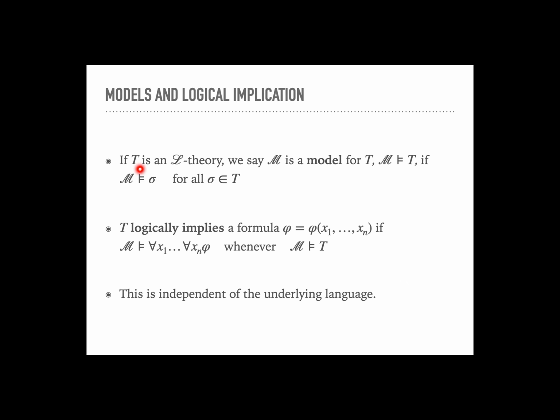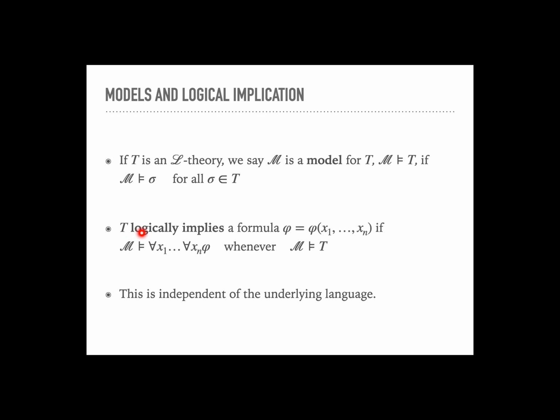Now suppose T is an L theory, and M is an L structure. We say M is a model for T, written M models T, if the structure satisfies all sentences in T. We're going to use sigma here, often in place of phi or psi, to denote sentences. So once again, a structure is a model if it satisfies all sentences of a theory.